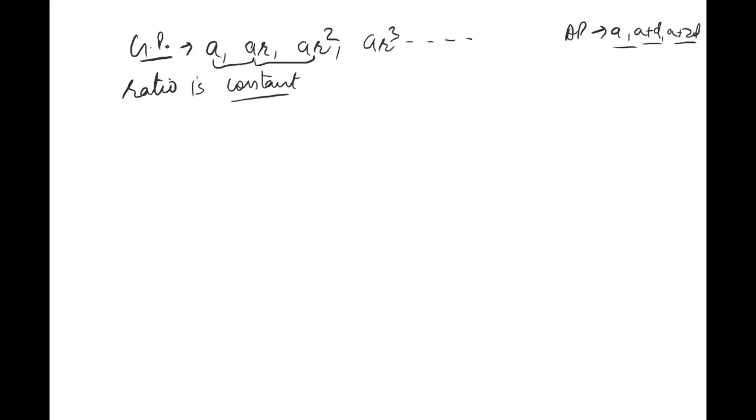Is that okay? So accordingly, the nth term will be given by A into R raised to power n minus 1. For example, the second term has 1 as power of R, the third term has 2 as power of R, the fourth term has 3 as power of R, and the nth term will have n minus 1 as power of R.